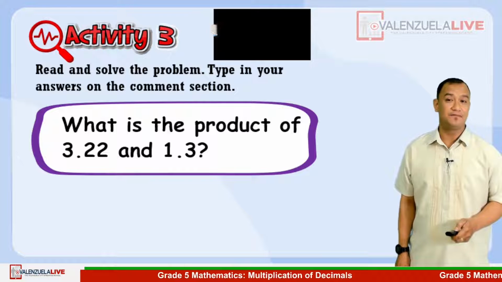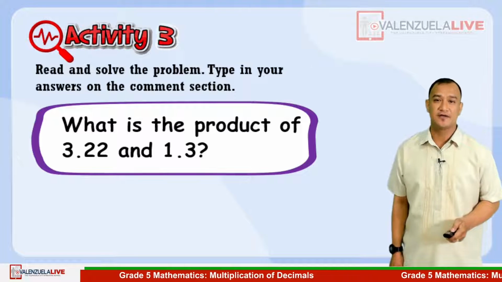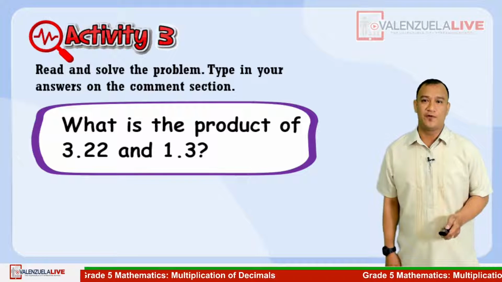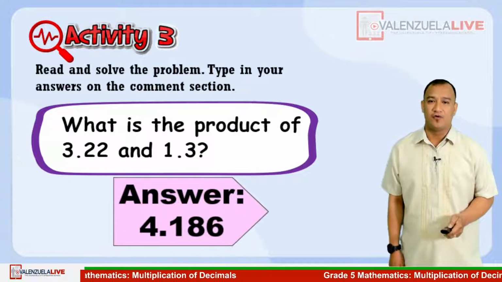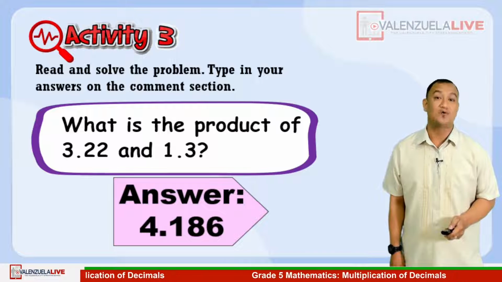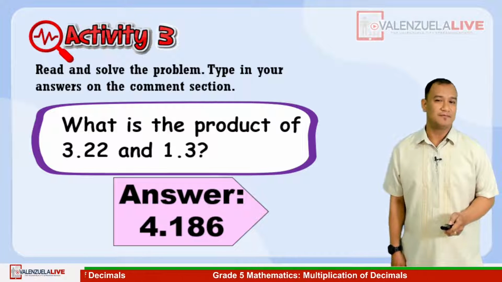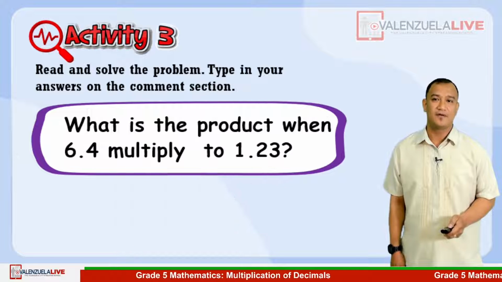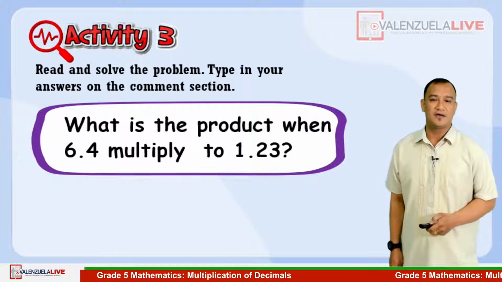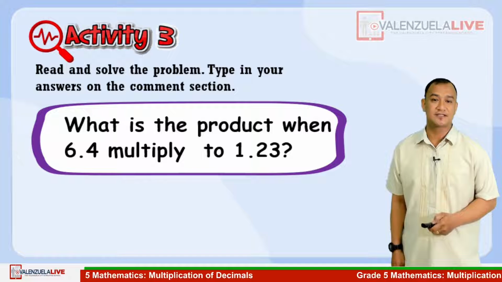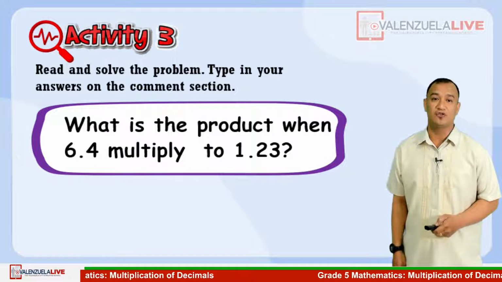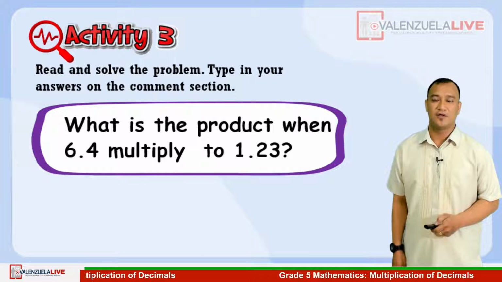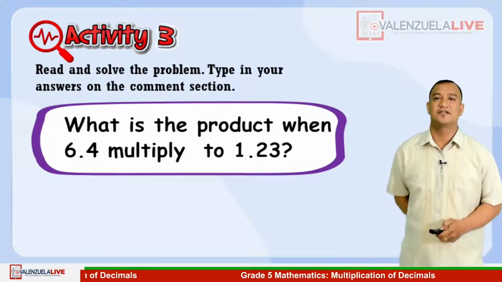Okay, time's up. And the answer is 4 and 186 thousandths. Good job, grade 5. For the second problem, what is the product when 6 and 4 tenths multiply to 1 and 23 hundredths? Your 30 seconds starts now.